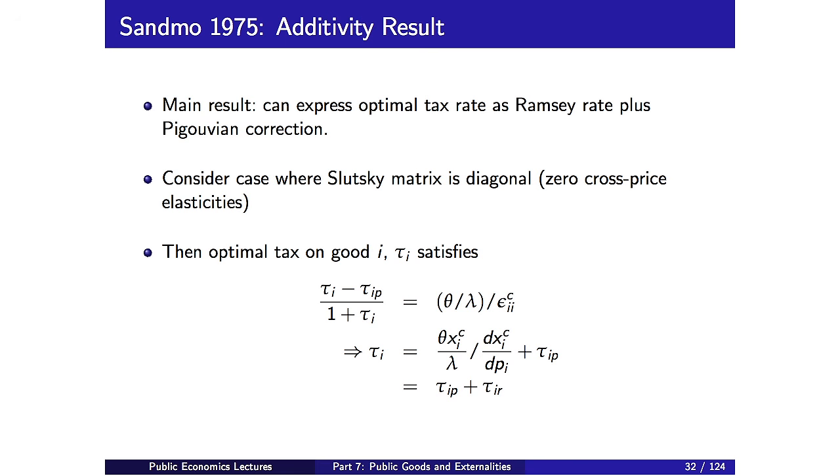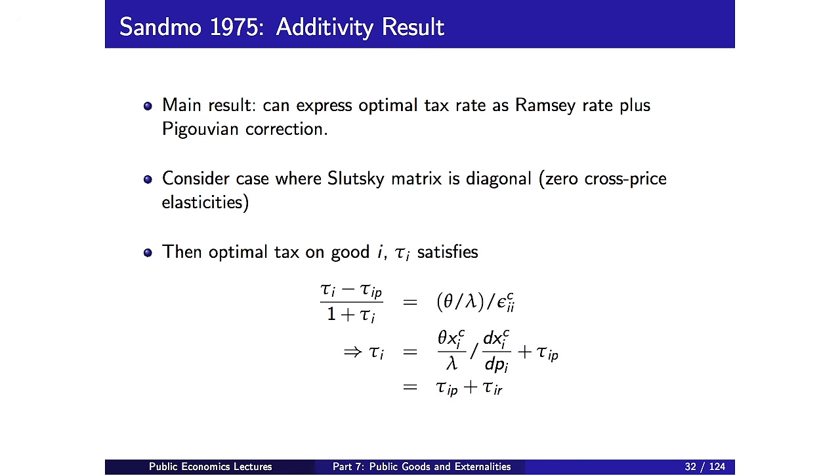So to make this easy to see, let's consider the case where the Slutsky matrix is diagonal, so you have 0 cross-price elasticities. You'll remember from the Ramsey model that we went through a derivation which got us the inverse elasticity rule. So if you forget about the tau IP for a moment, we get tau I over 1 plus tau I equals this thing here.